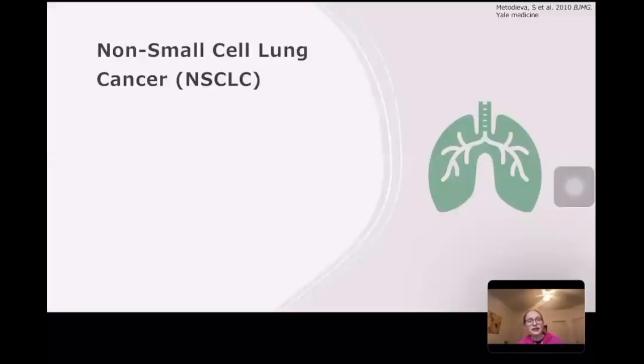So what is non-small cell lung cancer? Non-small cell lung cancer is a cancer of the lungs. It's a solid tumor that originates from epithelial cells that line the lungs, including the bronchi, bronchioles, and alveoli. Some of the symptoms are a cough that doesn't go away, chest pain, trouble breathing, unexplained weight loss, loss of appetite, wheezing, etc. And there are three main subtypes: adenocarcinoma, squamous cell carcinoma, and large cell carcinoma.